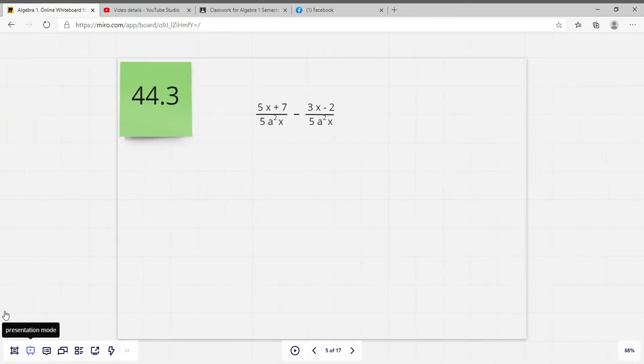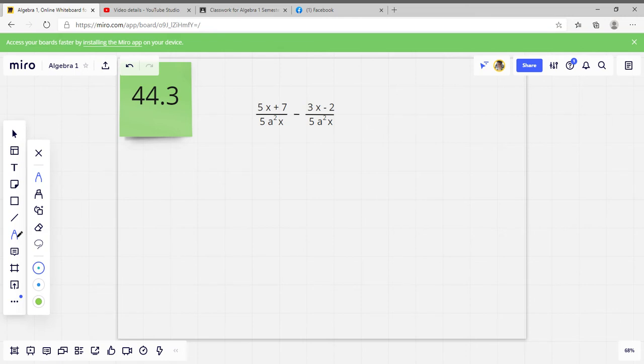All right, one more example of those. This one, our denominator is the same, 5a squared x and 5a squared x. On this one, we have some like terms we can combine, 5x and 3x. So the bottom of our fraction is going to stay the same, 5a squared x. And then on the top, we're going to combine like terms. So this is subtracting, so 5x minus 3x would be 2x. And then here we have positive 7, negative 2. So 7 minus negative 2. Minus a negative would mean plus, so that would be plus 9.